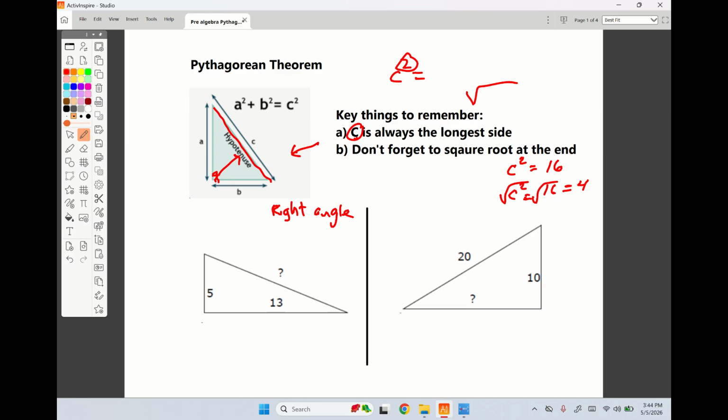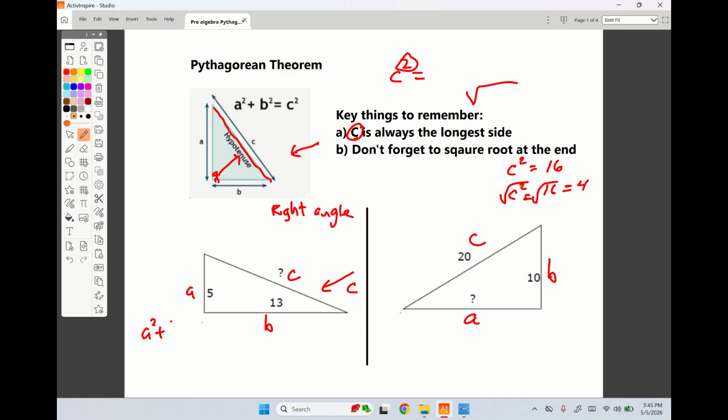There are two types of questions you're going to get. You're either going to be asked for the hypotenuse, which is C on this one, or you're going to be asked for one of the legs. In this case, I'll label this one A, B, C over here. So let's set up the Pythagorean theorem. You have a squared plus b squared equals c squared.